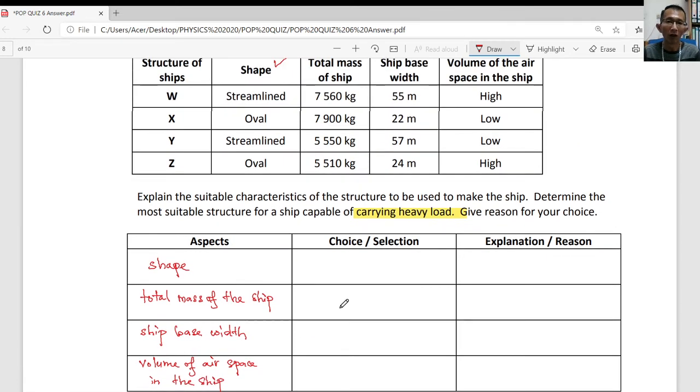Alright, so let's look first at the shape. What type of shape are you going to choose? Under shape, I only have two choices. It's either streamline or oval. So for a shape, what type of shape are you going to choose? A better design would be streamline. Why do we choose streamline? This is to reduce water resistance.